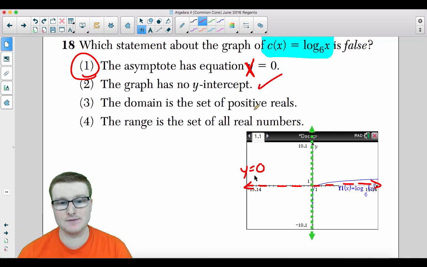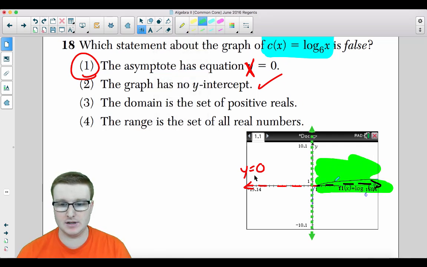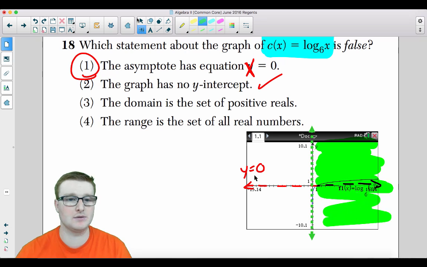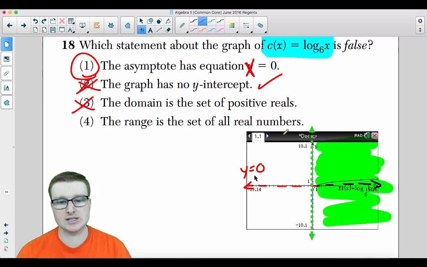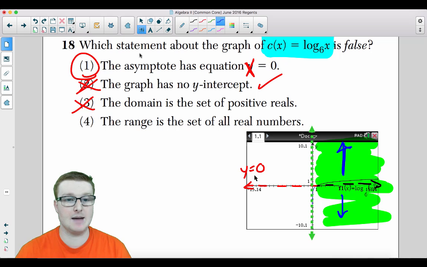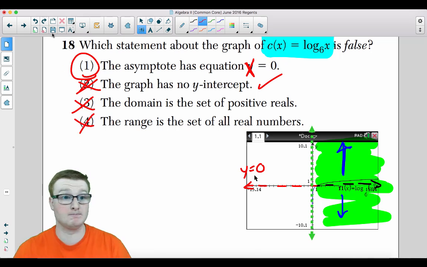The domain is the set of positive reals. Positive reals meaning in this direction, all over here. Good, so that's true. The range is the set of all real numbers. Absolutely. You're going up and down forever, in this direction and in this direction. That is absolutely true. So your answer is choice 1.